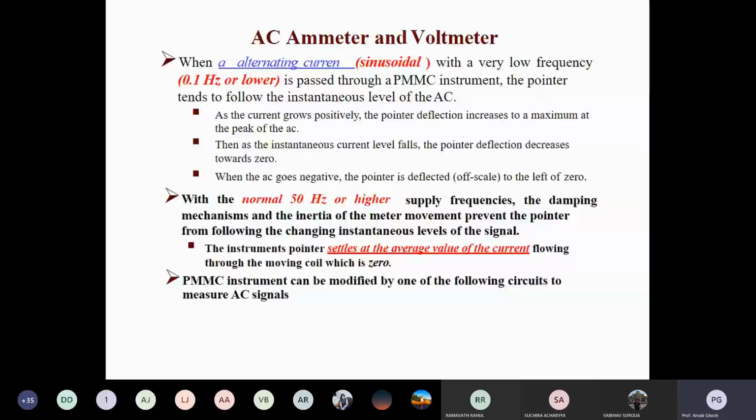The pointer will not be steady, it vibrates. For the positive half it tries to go to some magnitude, and in the negative half it tries to go in the other direction, with the same magnitude. And that is so fast, because 50 hertz means 50 cycles in each second. That's why you are not able to measure AC quantities directly using a PMMC instrument.